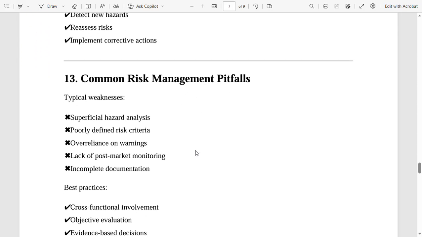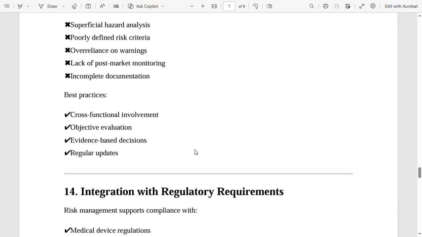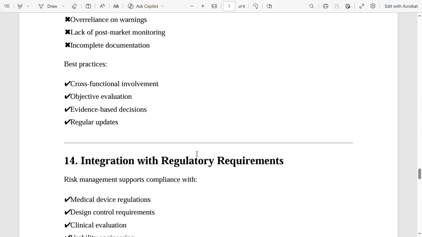13. Common risk management pitfalls. Typical weaknesses: superficial hazard analysis, poorly defined risk criteria, over-reliance on warnings, lack of post-market monitoring, incomplete documentation. Best practices: cross-functional involvement, objective evaluation, evidence-based decisions, regular updates.